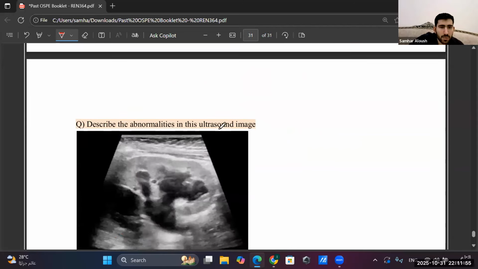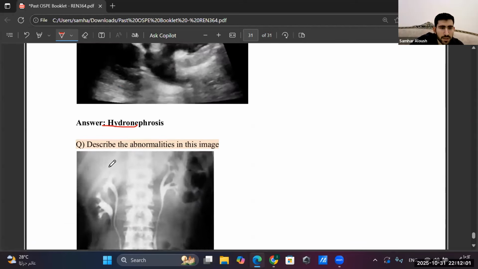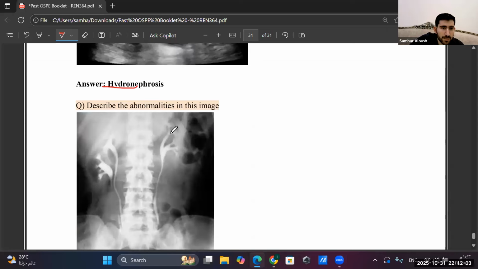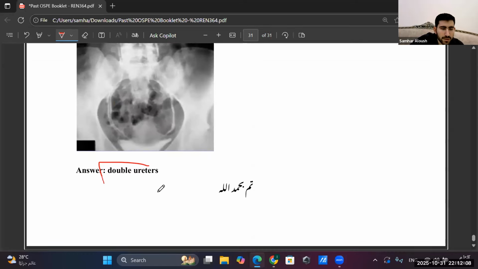What is this? We said this is hydronephrosis, enlargement of the renal pelvis. Describe what you see here. We have one ureter here, but here we have two ureters. So this is a double ureter. And if asked what the complication is, recurrent UTI and hydronephrosis. And that's it. We finished.